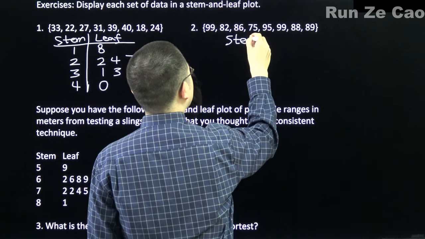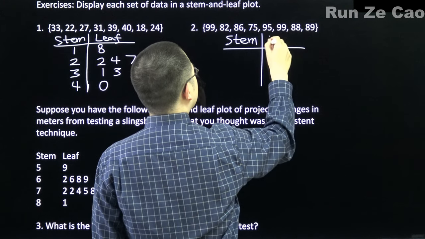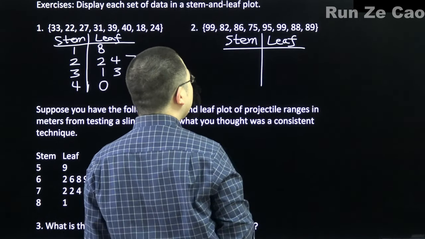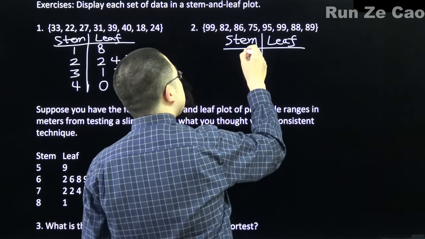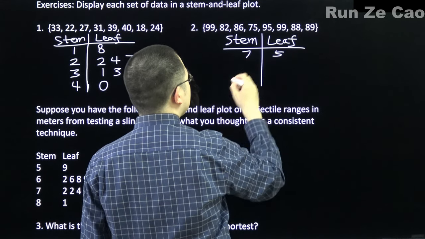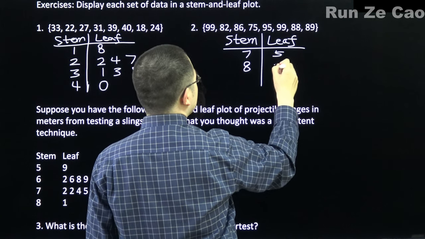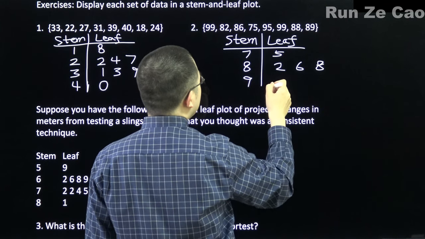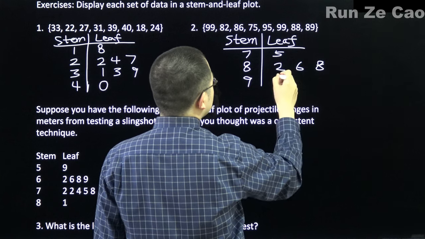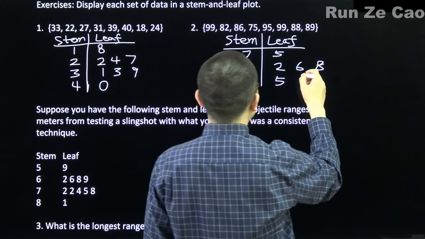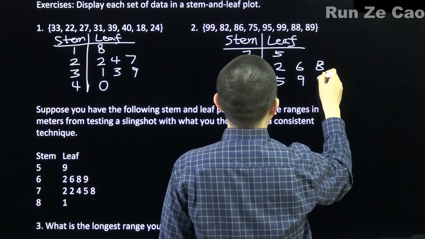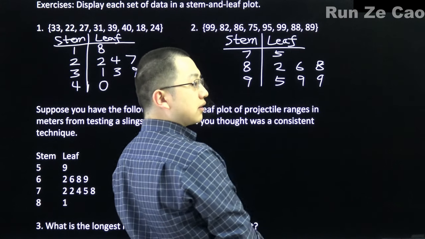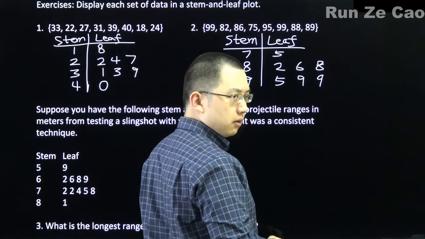For stem, leaf. Of course, you could go about crossing them out as you put them on. That works too. We have a 75. We got an 82, an 86, and an 88. And for the 90s, we got a 95, a 99, well, two 99s. And let's count up how many data points we had. Oh, we had 8. Oh, well, there was only 7 here. What did we miss? And then we would go back through it again.